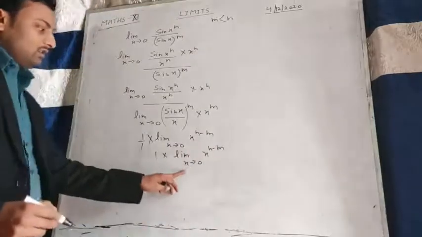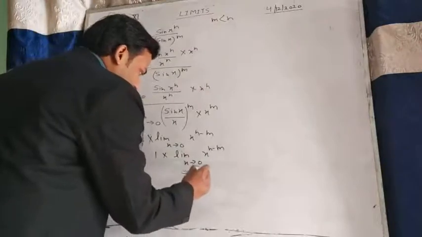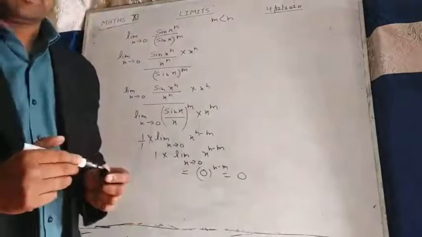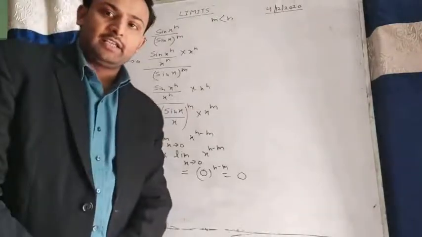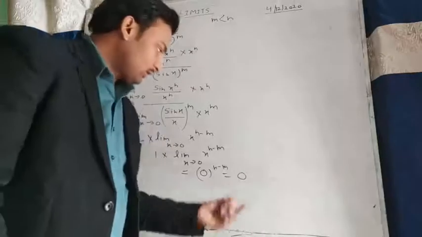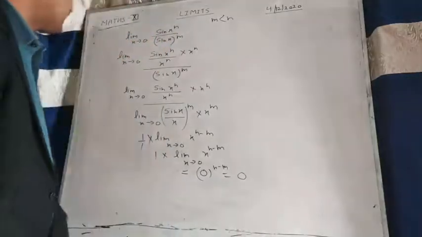Now, students, we are putting the value of the limit 0 here, so we are getting 0 to the power n minus m, and you know, if we write anything positive in the power of 0, we always get 0, so the result will be equal to 0. I hope you understand. Let's see once again, students.